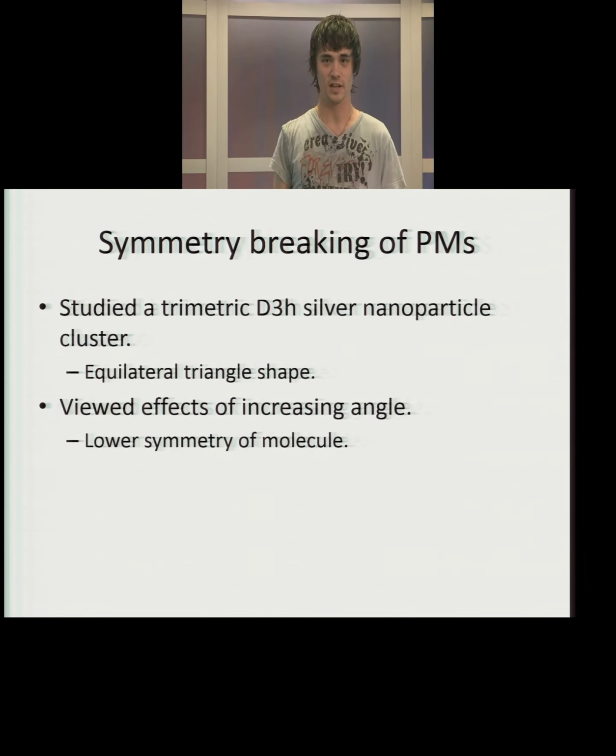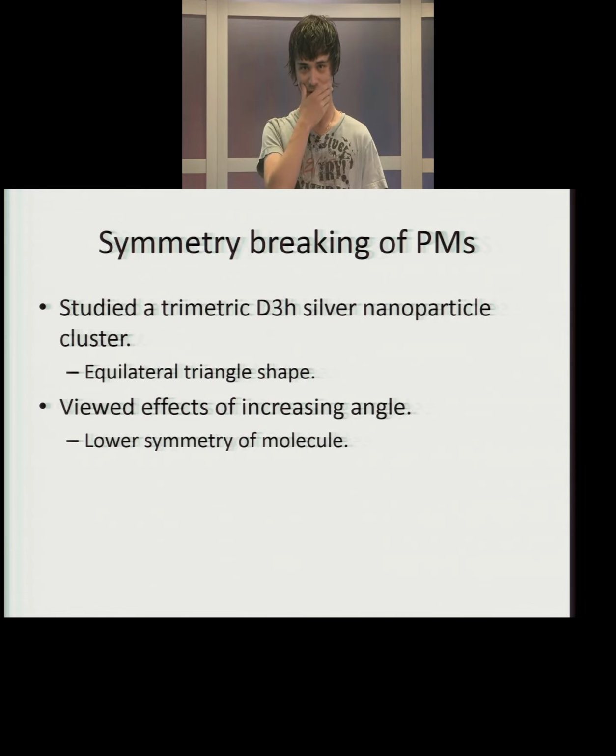So in this specific study, they looked at a trimeric D3h silver nanoparticle cluster, and they wanted to view the effects of increasing the angle between two of the plasmons, which will lower the symmetry of the molecule.